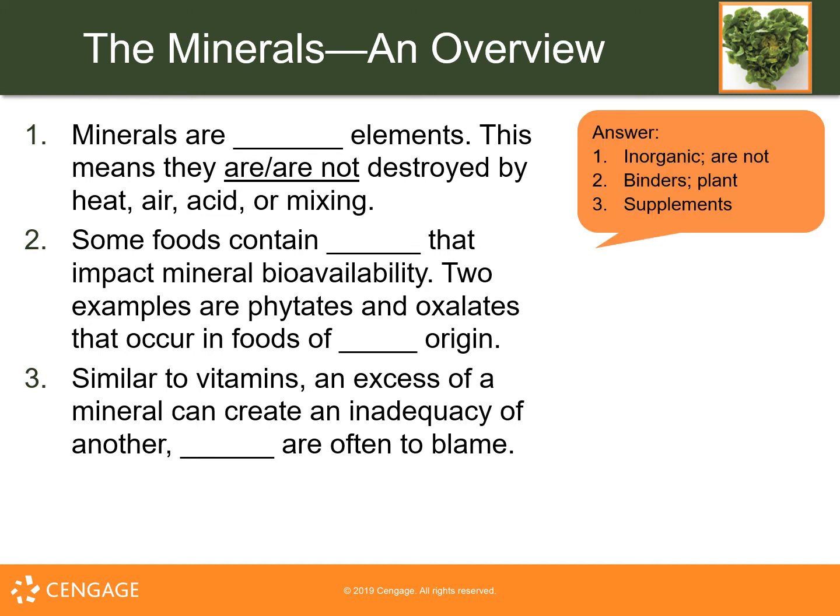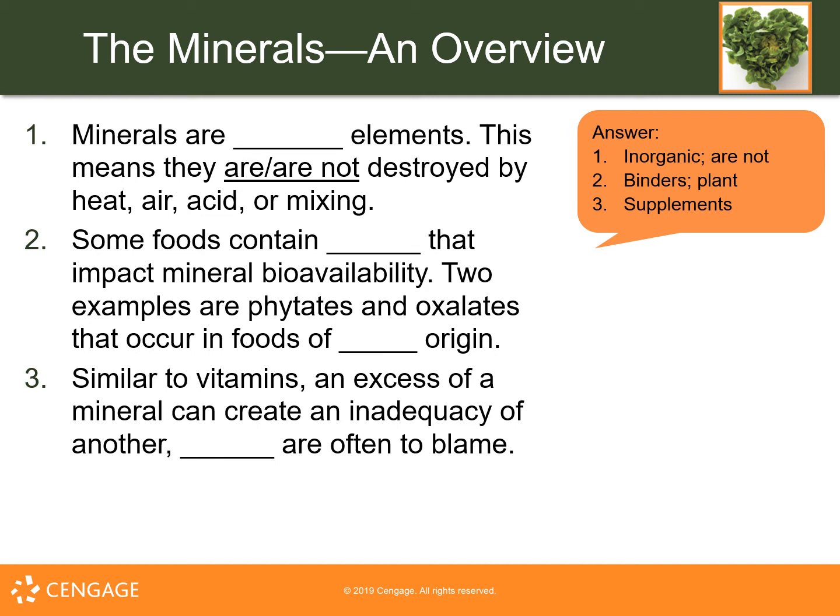Here are the answers. Minerals are inorganic. So unlike macronutrients and vitamins, which are organic, minerals are different in that they're inorganic. They don't contain carbon. So minerals are inorganic elements, and this means that they are not destroyed by heat, air, acid, or mixing. So they're more stable than vitamins. We spoke about vitamins, especially the water-soluble vitamins, in the former chapters, and how they're easily destroyed by heat, water, and a lot of environmental factors. But when it comes to minerals, they're more stable.